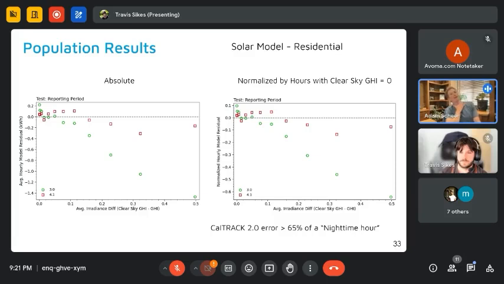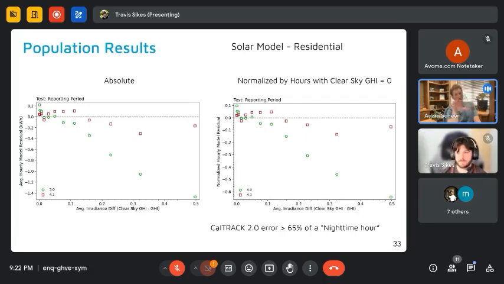So I've taken normalization here, and I've focused that exclusively on hours where the clear sky GHI is 0. In other words, hours like nighttime hours, any time where the sun just is not shining. And I'm taking the average building consumption during those hours. And so we can see that the error in the Caltrac 2.0 model amounts to about 60, 65, 50, depending on where exactly you are. If you're above, say, 25% cloudy, you've got error of more than 30% relative to what the building would be using in a nighttime hour.